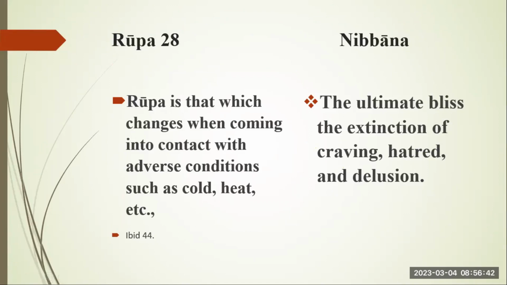Our third ultimate reality is rupa. According to the Theravāda tradition, there are 28 rupas. Rupa means, the interpretation was given, I don't want to tell the Pali. Rupa is that which changes when coming into contact with adverse conditions such as cold, heat, etc.